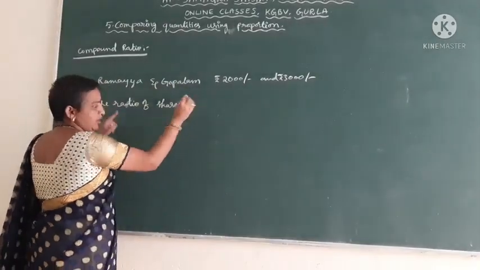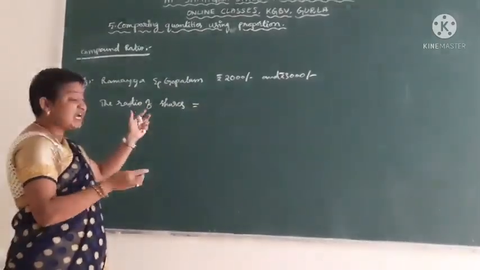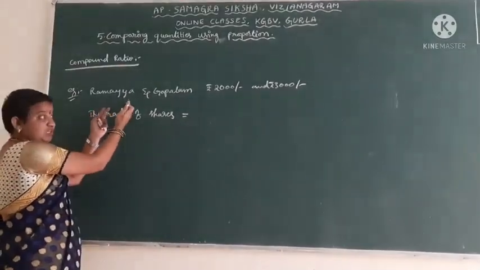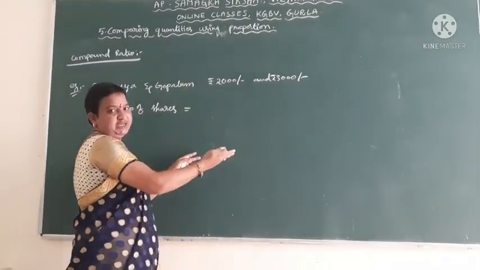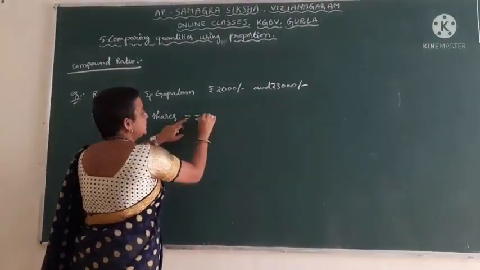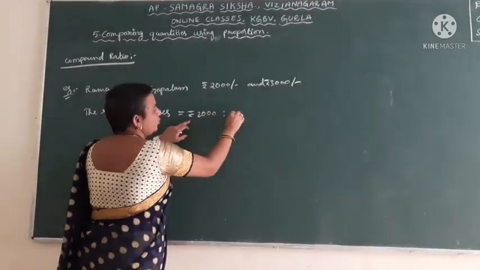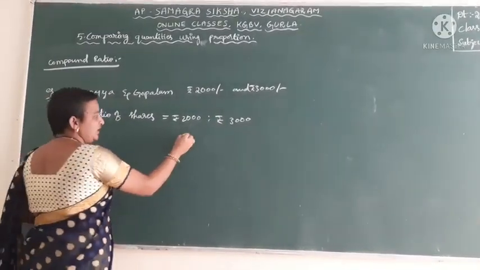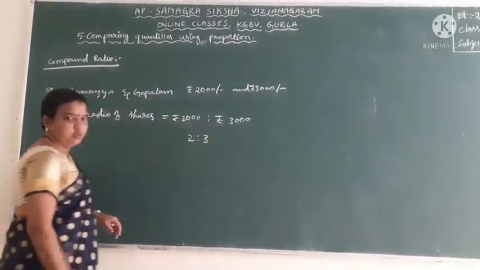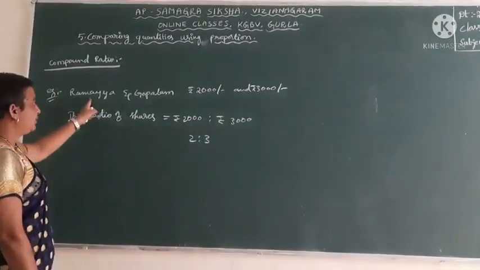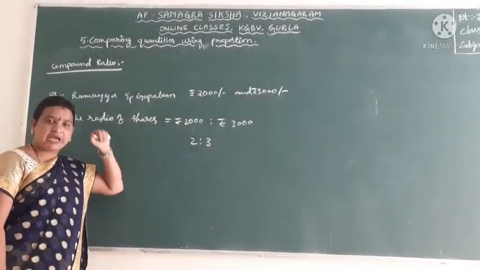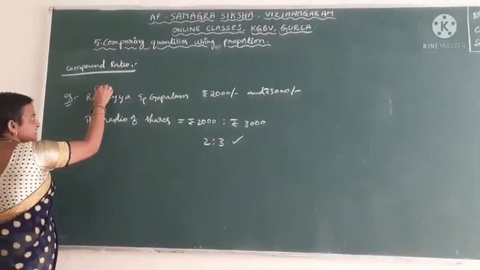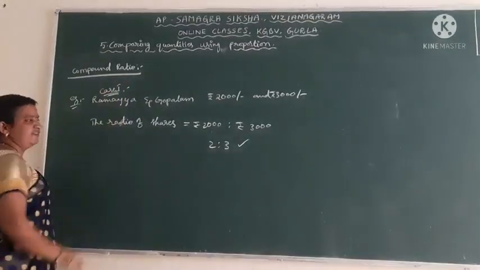Ramaya and Gopal. I already told you, ratio means ordered comparison of two quantities. First we take Ramaya, that's why we take the amount of Ramaya. So rupees 2000 is to rupees 3000. If we simplify this ratio, we get 2 is to 3. So Ramaya and Gopal divide their annual profit in the ratio of 2 is to 3. This is the first case.